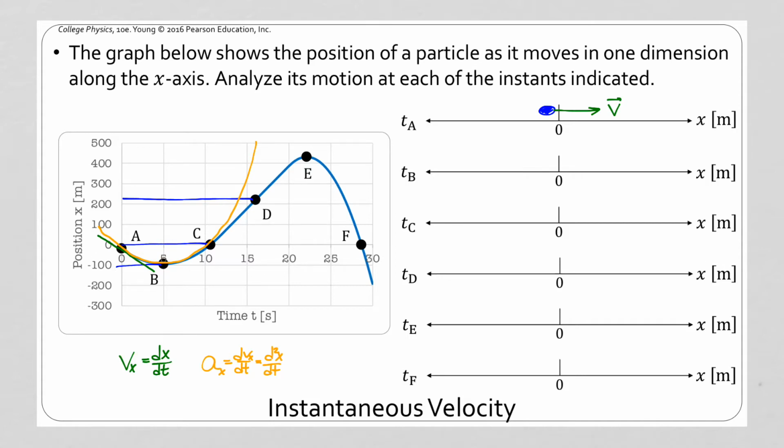So I did this backwards. We have a negative velocity, so that should be this way. It's pointed to the left, and we have a small positive acceleration. So at this one point in time, we can tell where the particle is on the number line. We can estimate what its velocity is based on the slope. We can estimate what its acceleration is based on the concavity. Take a moment to pause this video and try to answer the rest of these using the same process.